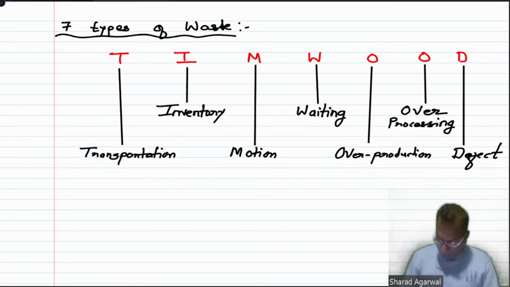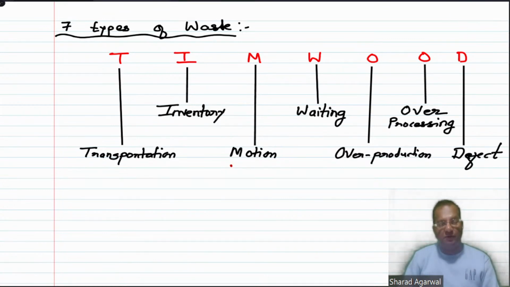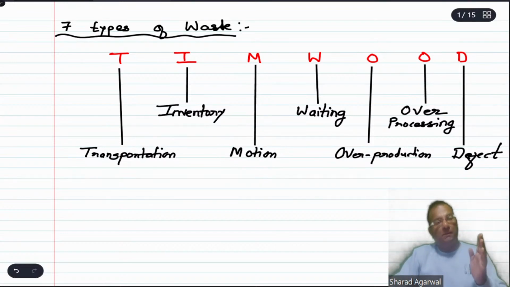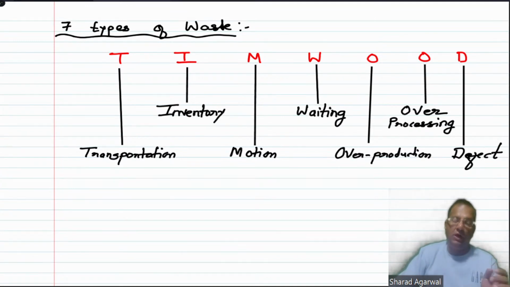Okay, beta? Now, third point. The third type of waste is where the organization is incurring cost, but the customer is not benefited by the same: motion. What do you mean by motion? People or equipment moving unnecessarily. This word is very important. Moving unnecessarily than what is required to perform the process.